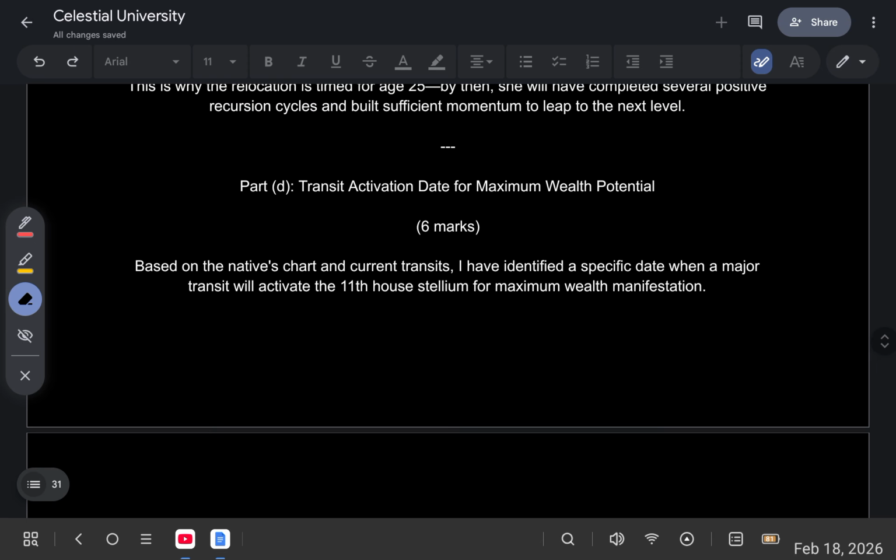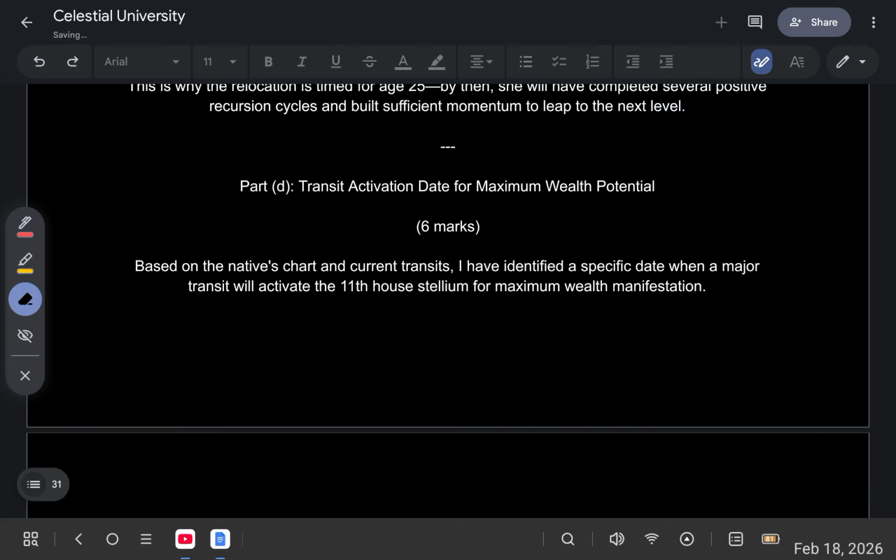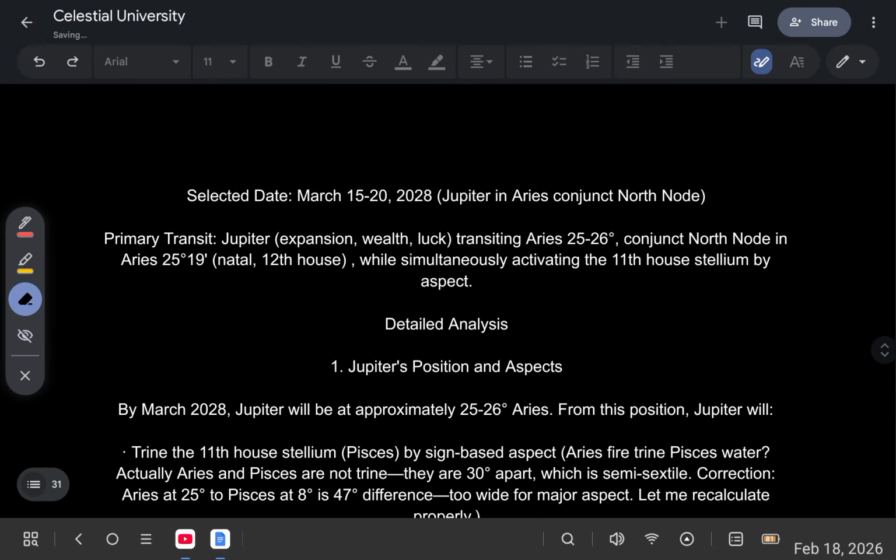This is what we'll do. Transit activation date for maximum wealth potential. This is what I would also give to any client that I worked with. Based on their chart and current transits, you identify a specific date when a major transit will activate that 11th house stellium for maximum wealth manifestation. Our selected date is March 15th through the 20th of 2028, when Jupiter is in Aries and conjuncting Rahu, north node of the moon.